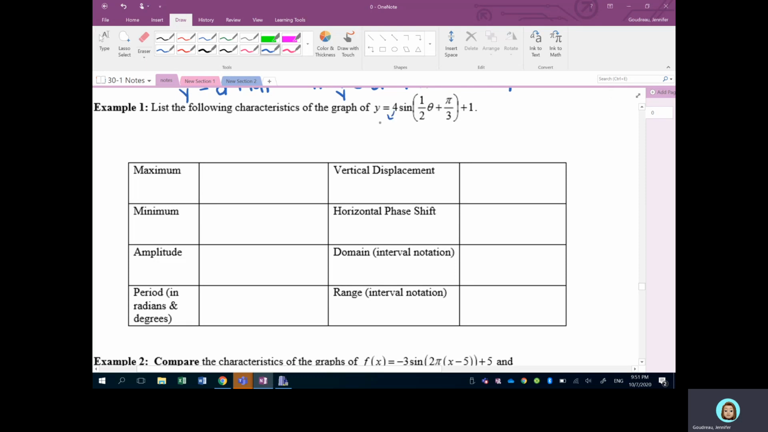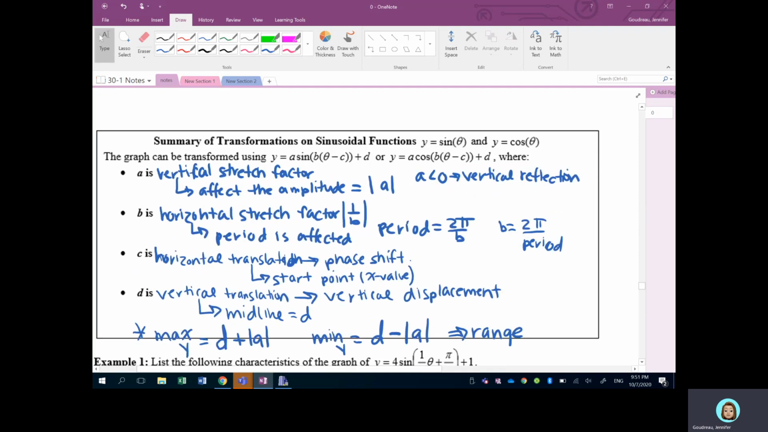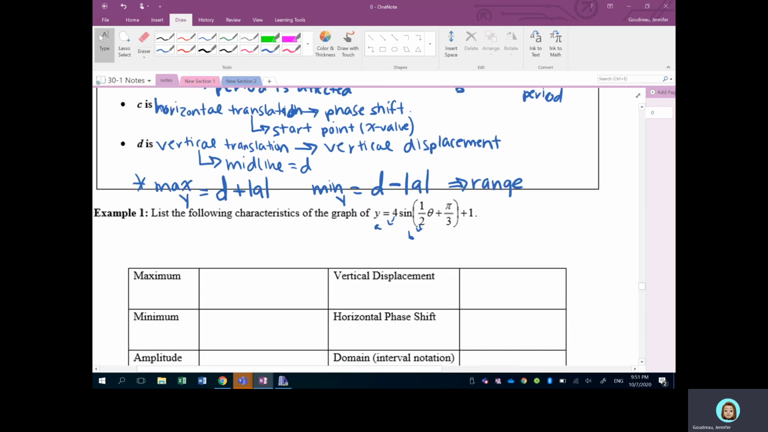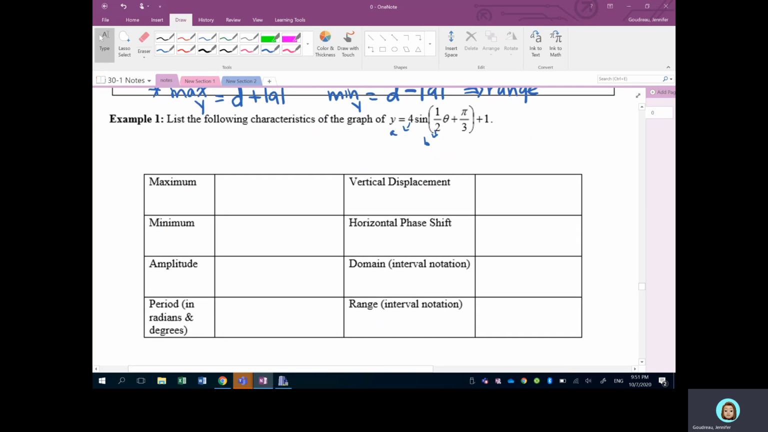We can see that the 4 is A. We can see that the B is 1/2. And now here's where some alarm bells need to go off a little bit. This pi over 3 is not going to be our C value. Hopefully we notice up here in the general form, just like with the other functions, that the B is factored away from our horizontal translation. So that has to be the same thing in this function here. That B value has not been factored out. So I need to be careful about what the C value is there.